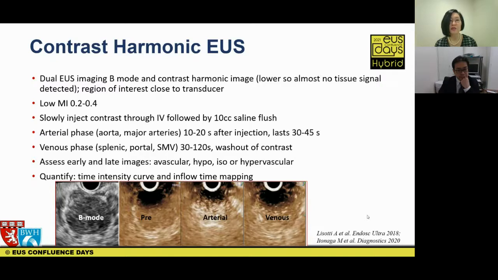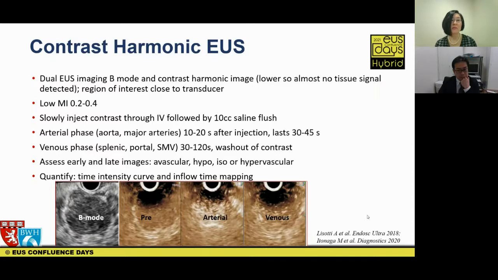The initial phase of imaging, of course, will be the arterial phase, starting about 10 to 20 seconds after injection and lasting about 30 to 45 seconds. And then you'll go into the venous phase with some contrast washout going from about 30 to 120 seconds. It's important to assess what's happening with the contrast in both the early and late phases as well.